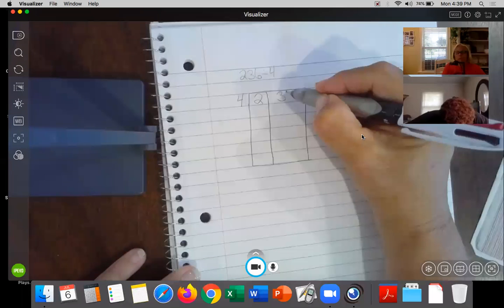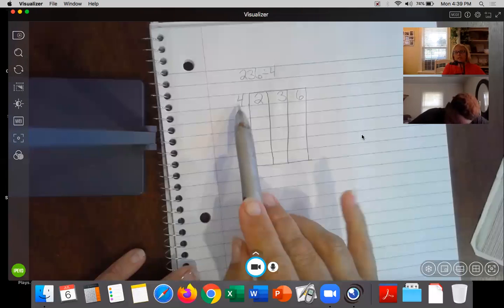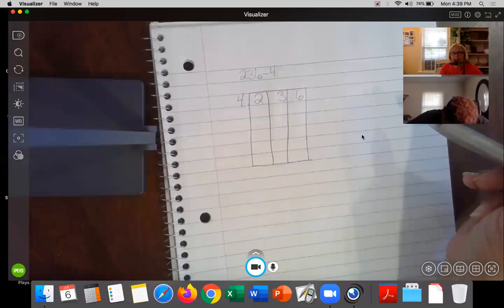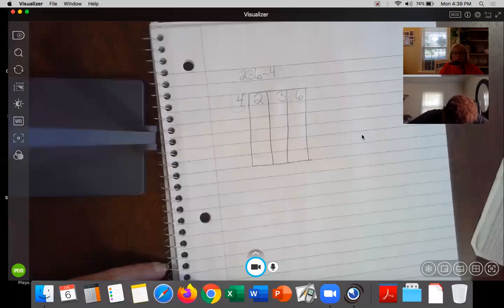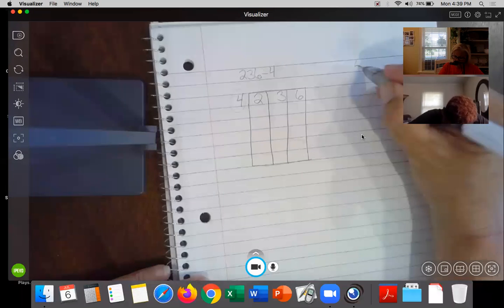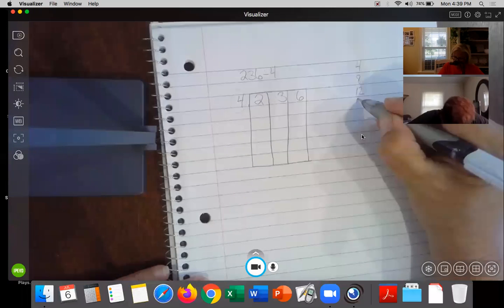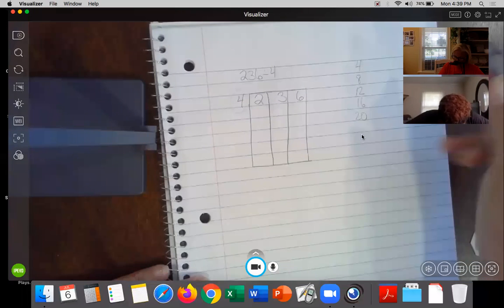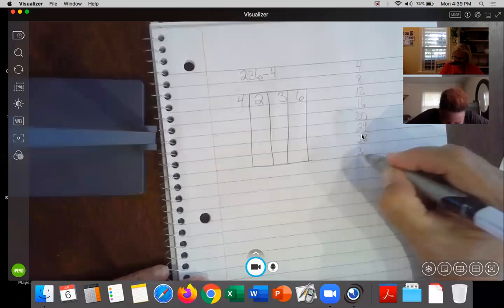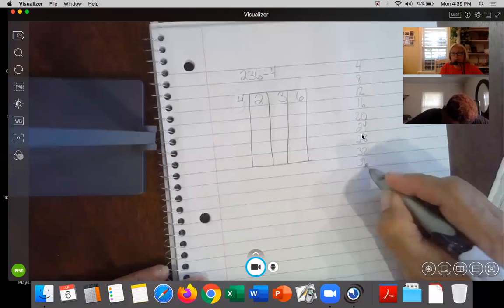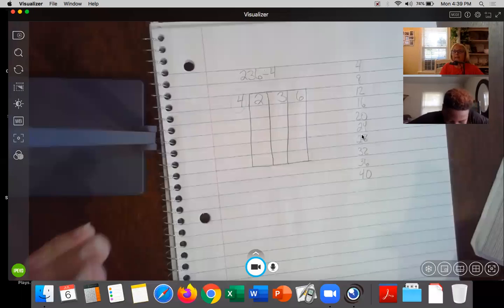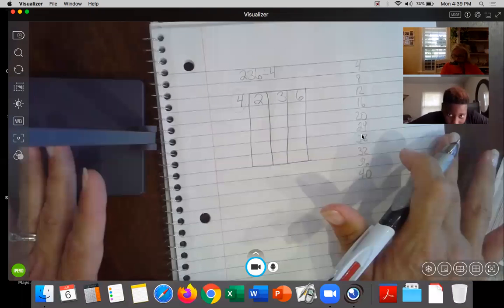Okay. So I'm looking at my 4s. And before I start, I'm going to write out my 4 facts. So I've already got those out of the way. So it's 4, 8, 12, 16, 20, 24, 28, 32, 36, and 40, okay? So now I've got all my 4 facts. I don't even have to think about that again. I just got to follow the steps.